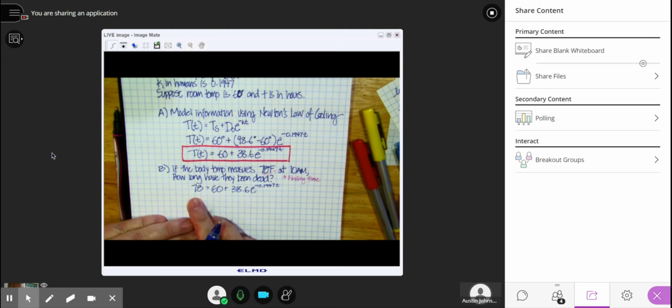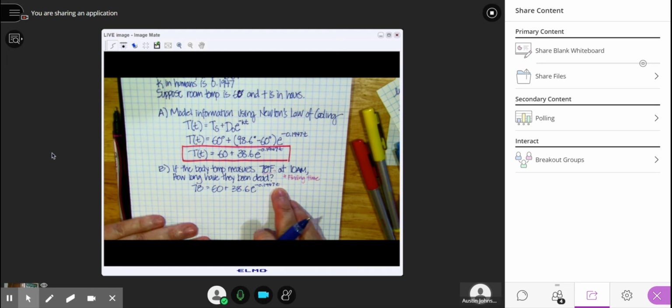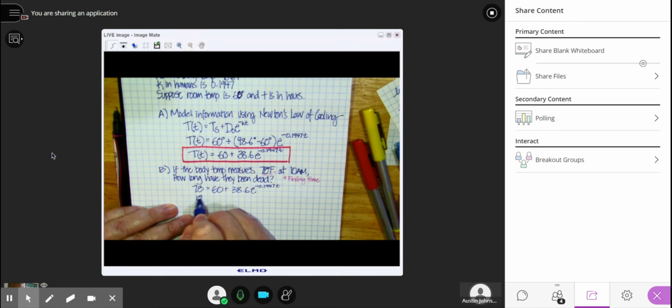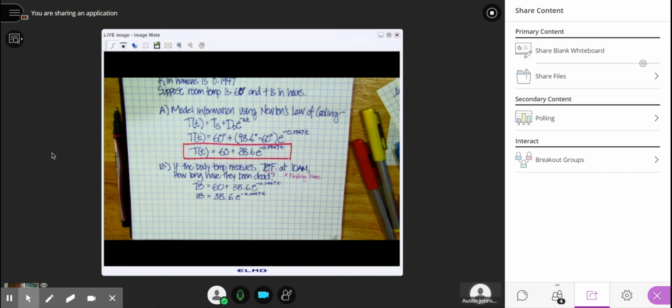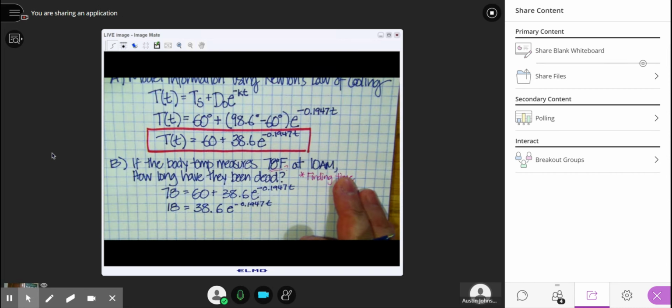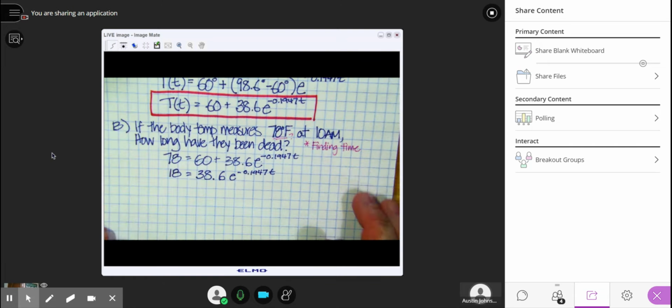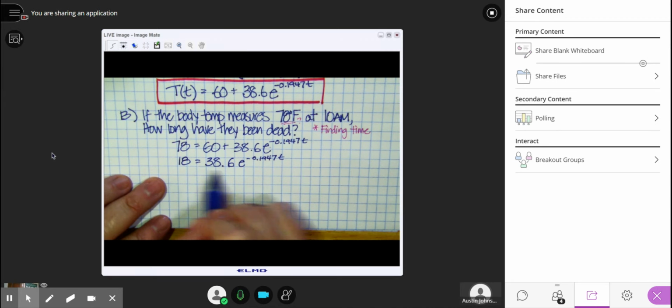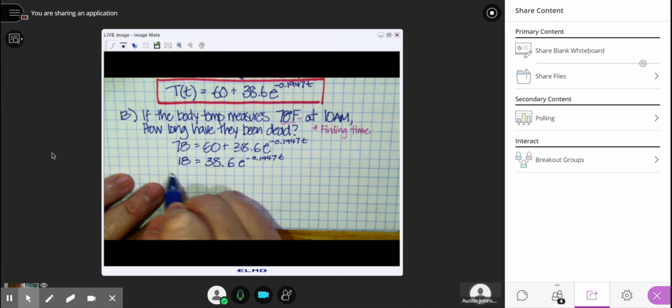Alrighty, and now I need to solve this for t, much like I've been doing throughout the last couple of sections. So I'm going to subtract 60 from both sides. I'm going to zoom in on this now. Okay, I'm going to divide both sides by 38.6.